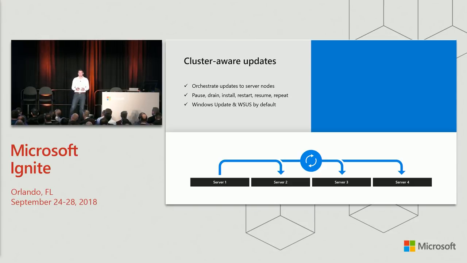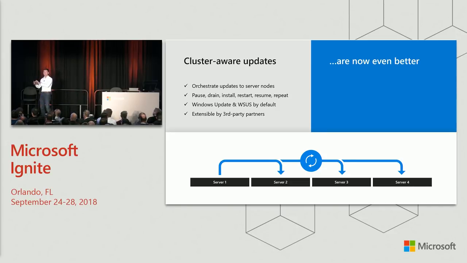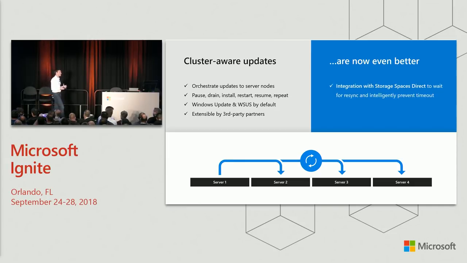And out of the box, it comes with the ability to do this both from Windows Update and from Windows Server Update Services. And it's also extensible by third-party partners who want to update other things using the cluster-aware updating engine. So this is all old news, I hope. We've made it even better in Windows Server 2019, and especially with an eye toward hyper-converged infrastructure. Two improvements that I'd like to highlight. The first is an integration so that it works best with Storage Spaces Direct.